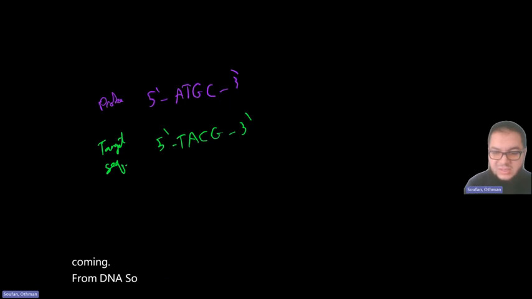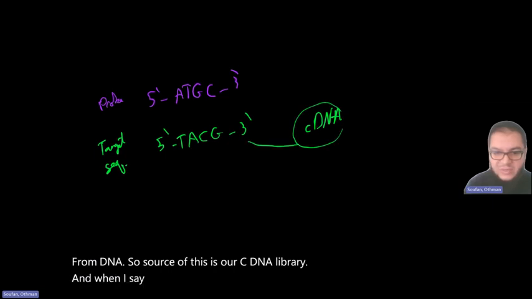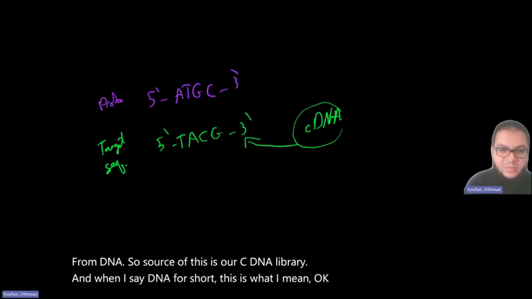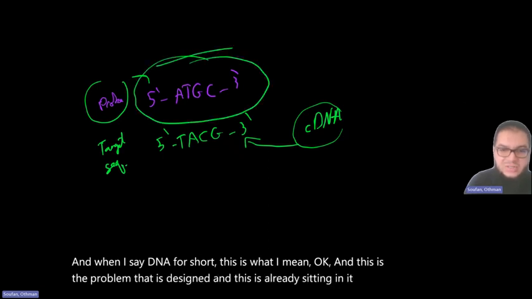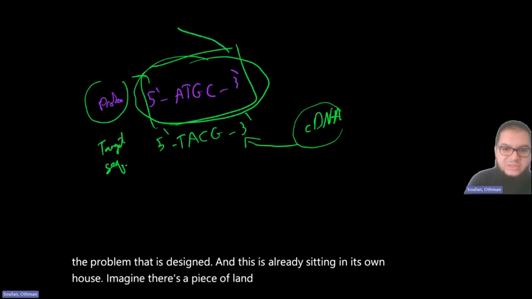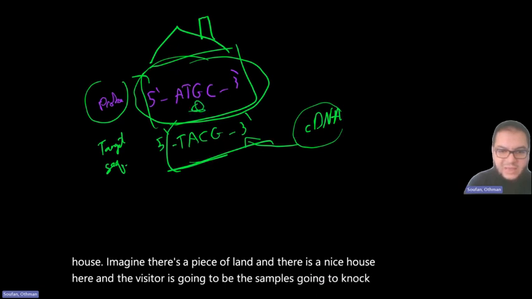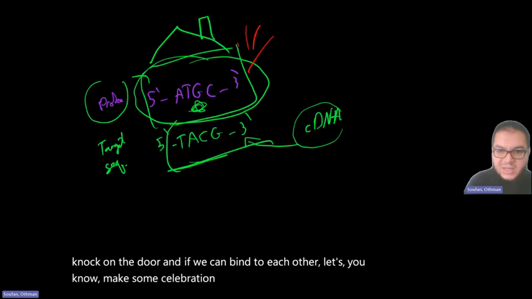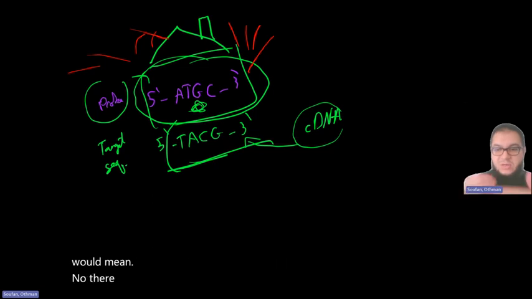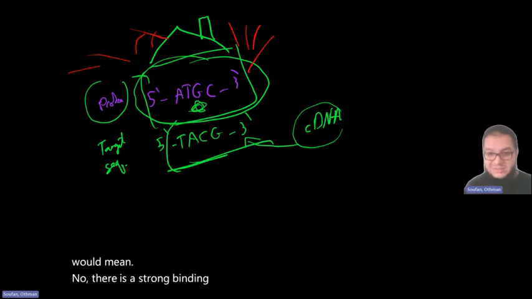So the source of this is our cDNA library, and when I say DNA for short, this is what I mean. And this is the probe that is designed, and this is already sitting in its own house. Imagine this is a piece of land, and there is a nice house here, and the visitor is going to be this sample. It is going to knock on the door, and if they can bind to each other, let's make some celebration, send some fireworks around, and this would mean there is a strong binding.